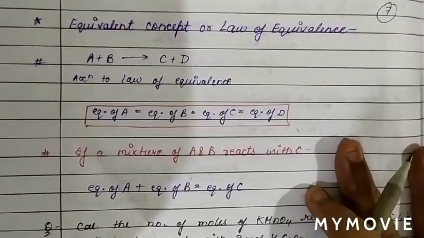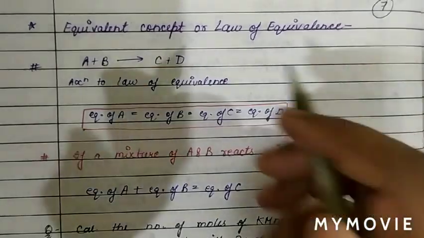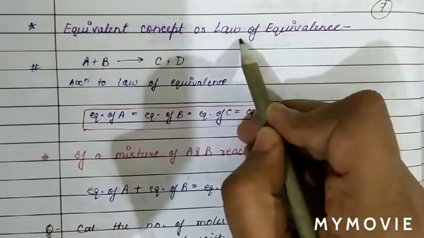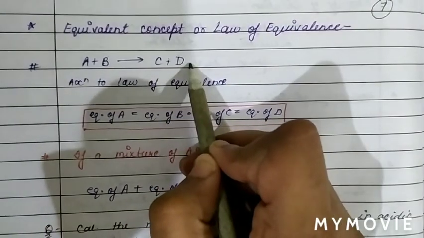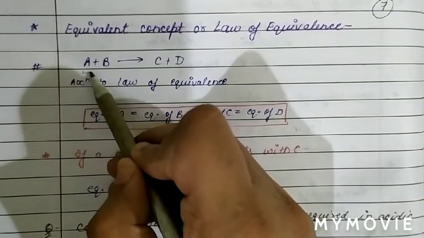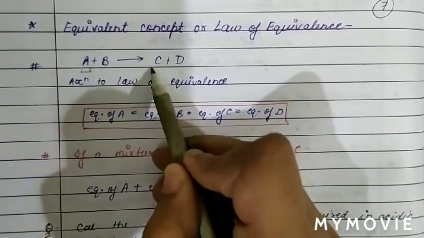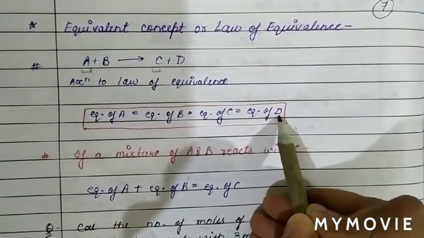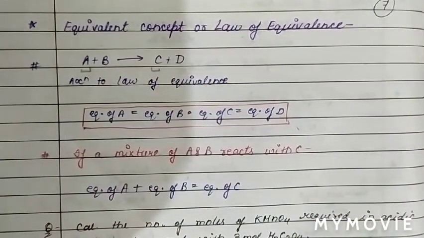Now see the equivalent concept which we will use in the calculation of titration questions. See, equivalent concept or law of equivalence: when A, B combine to form C and D, according to the law of equivalence, gram equivalent of A will be same as gram equivalent of B, will be same as gram equivalent of C, will be same as gram equivalent of D. So basically there is no role of coefficient.